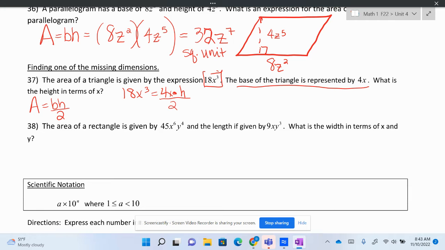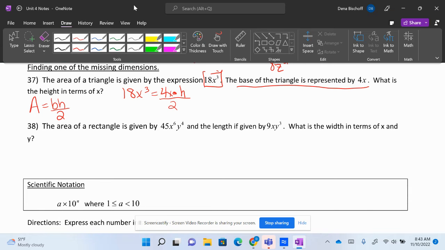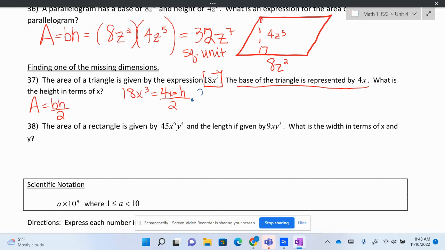So what should I do first? Multiply both sides by 2. I have to get rid of that divide by 2. Multiply this side by 2 over 1. I'm going to multiply this side by 2. So 2 times 18 is 36. The x cubed just comes along for the ride. Equals, and these cancel out. So it equals 4x times h.